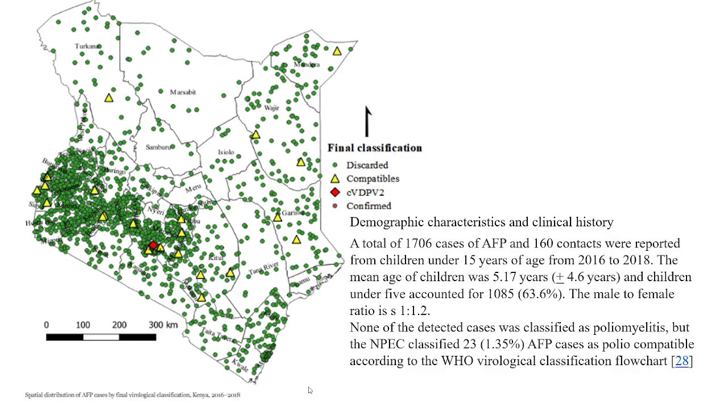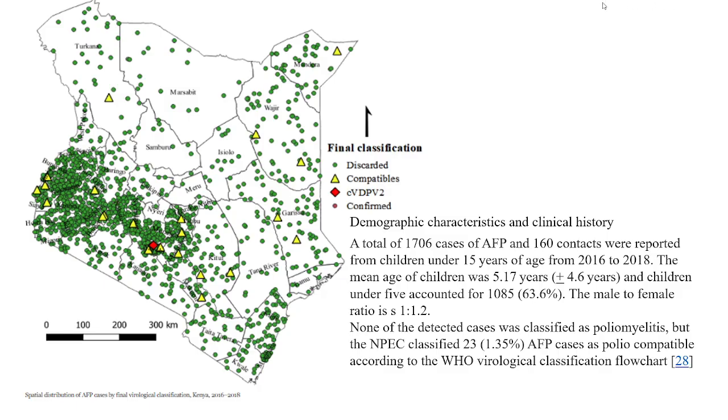Next, I have an example of mapping. Over here, I have taken the data of a retrospective study done on AFP surveillance from January 2016 to December 2018 in Kenya. WHO has defined AFP as a case of a child less than 15 years with sudden onset of floppy paralysis or muscle weakness due to any cause, or any person with paralytic illness if poliomyelitis is suspected by a clinician.